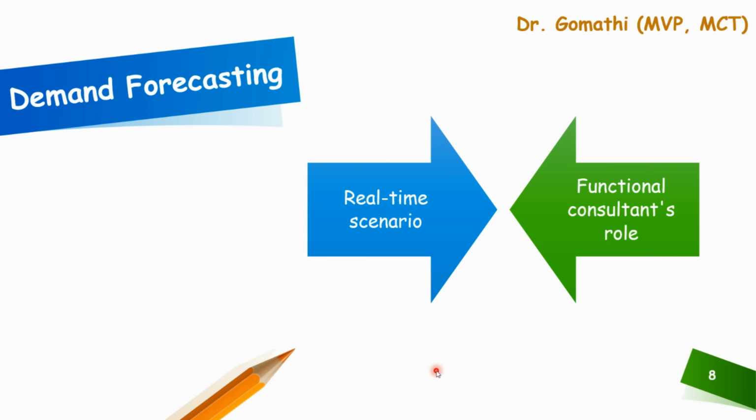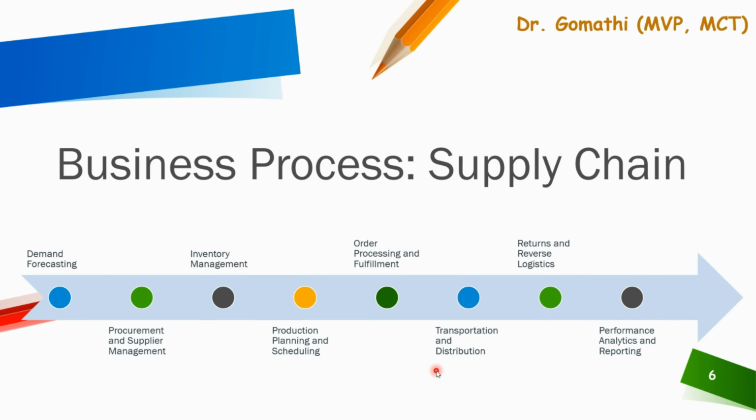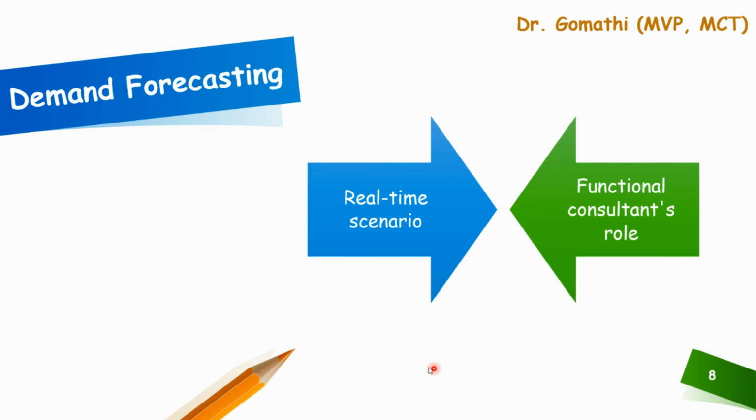So we'll be discussing all these business processes with a real-time scenario and the functional consultant's role here. Okay, so demand forecasting. Understand the scenario: an electronic retailer wants to forecast the demand for smartphones. Our example here is ABC company, which sells smartphones. So what is demand forecasting? The scenario is forecasting demand for smartphones for the upcoming holiday season to ensure optimal stock levels.